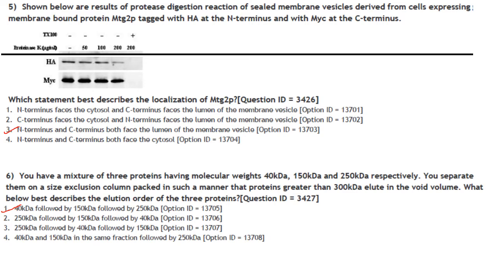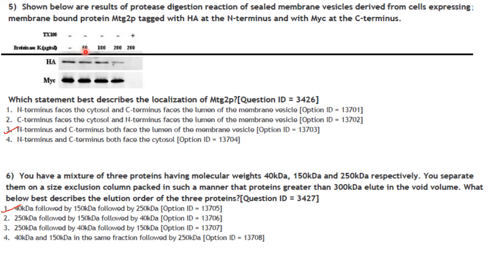Now suppose the N terminus and C terminus were both facing the cytosolic side, what would happen? Then the protein would have been degraded by proteinase K at any one of the concentrations or at all the concentrations of proteinase K. This is the lane where proteinase K and Triton X100 are absent. So HA is showing a band like this and MYC is showing a band like this. That is the control condition where you don't add both of these.